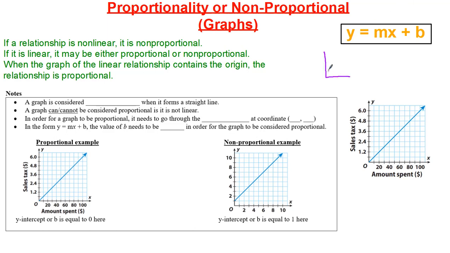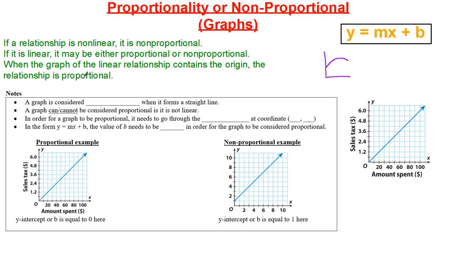So if I have a graph that looks like this, it does not create a straight line, so therefore it is considered nonlinear. So because it's nonlinear, it's non-proportional. If it is linear, it may be either proportional or non-proportional. When the graph of the linear relationship contains the origin, then the relationship is proportional, meaning if it goes through that point 0, 0, then a graph is considered proportional.